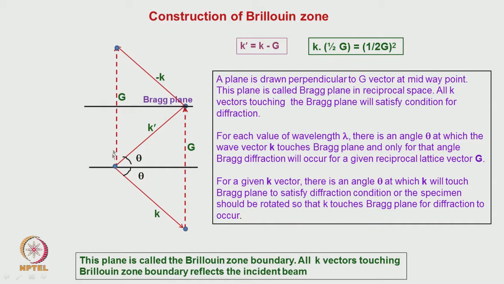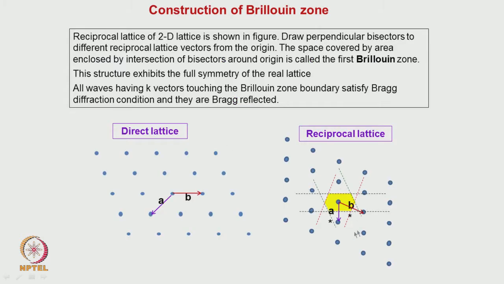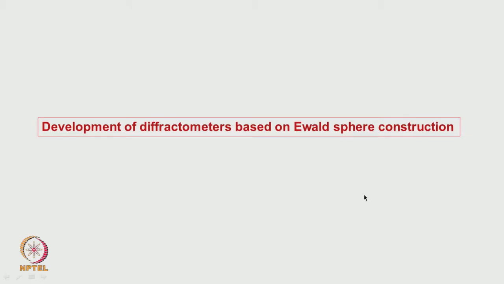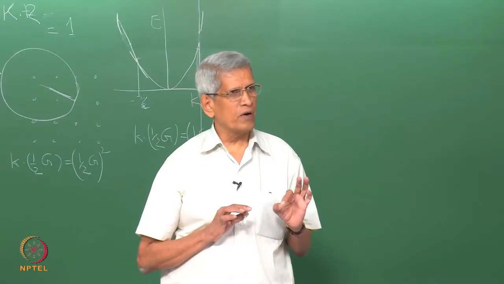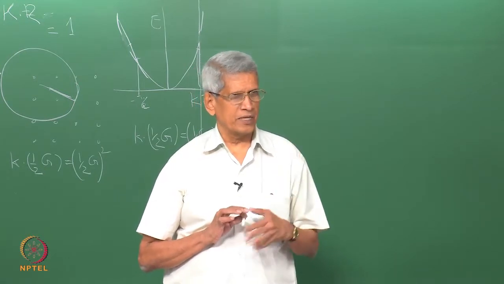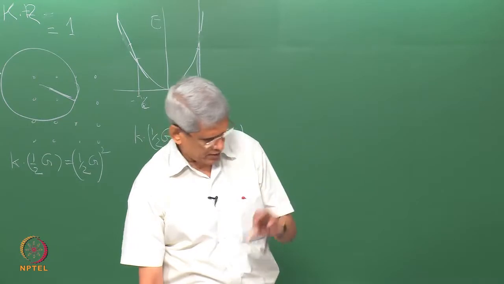So, from the origin we have considered one g vector; with all the close-by reciprocal lattice vectors, we can draw planes perpendicular to them, okay, and generate a cell, and this cell is called the Brillouin zone, the first Brillouin zone. Similarly, the second Brillouin zone, third Brillouin zone, like that it comes. Okay. Essentially, this Ewald sphere construction is the one which is used to develop different types of X-ray diffractometers. Okay. We will just have a look at it.